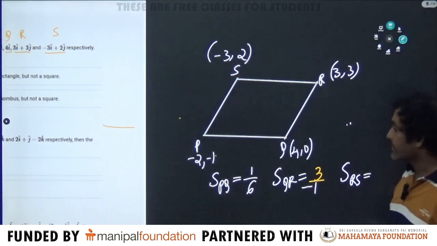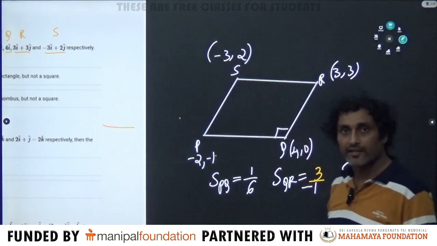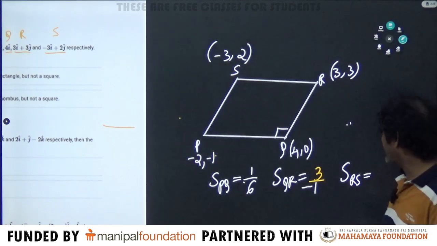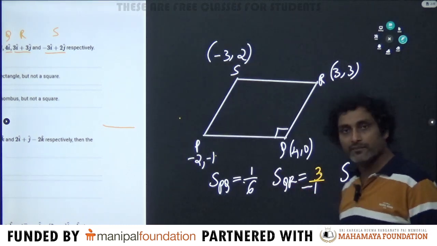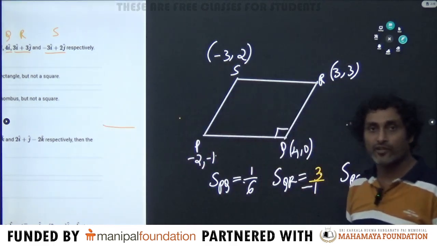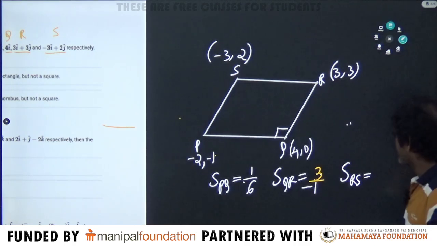If it is a rectangle, adjacent sides should be perpendicular, meaning the product of these two slopes should be -1. Is it coming? 1/6 into -3 is not -1, it's something else. So it is not a rectangle. So we proved it is not a rectangle.